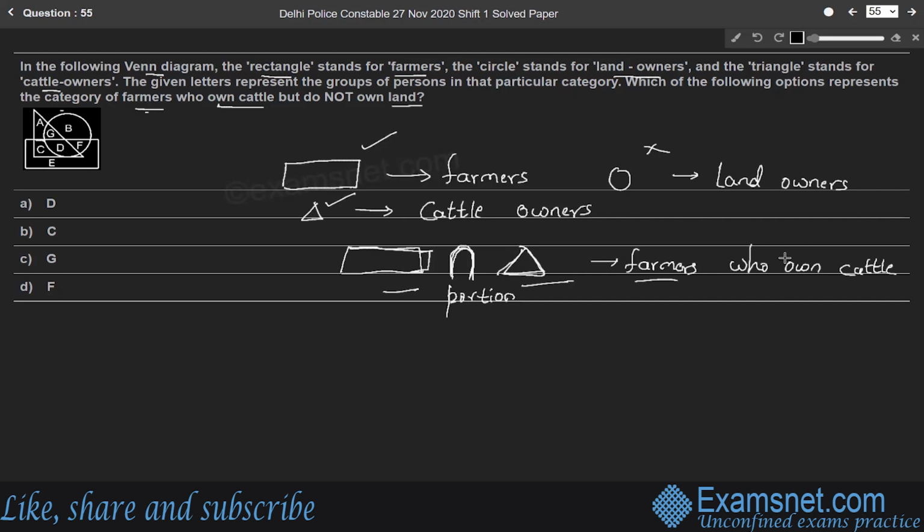In the Venn diagram, the portion C, right, which has both the rectangular portion and the triangular portion. That means portion of a triangle and portion of a rectangle. So this portion represents farmers who own cattle but do not own land. So the portion of the circle is not included here. Therefore, C region, that is option B, is the right answer.